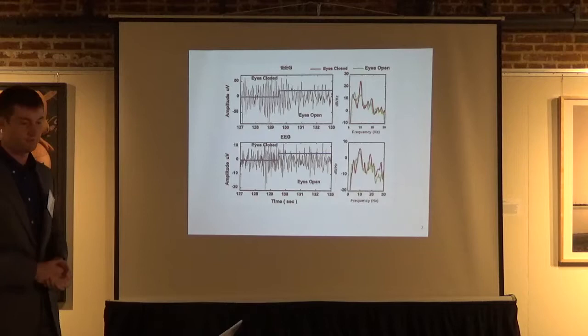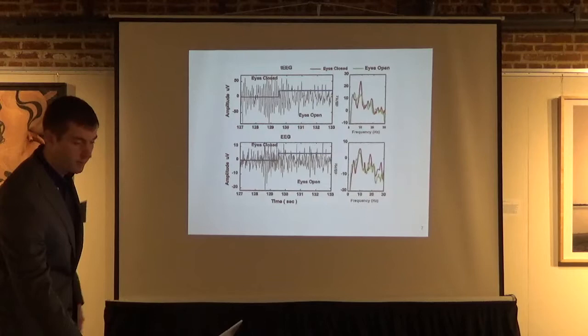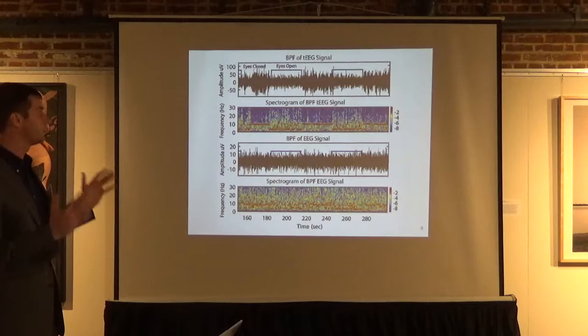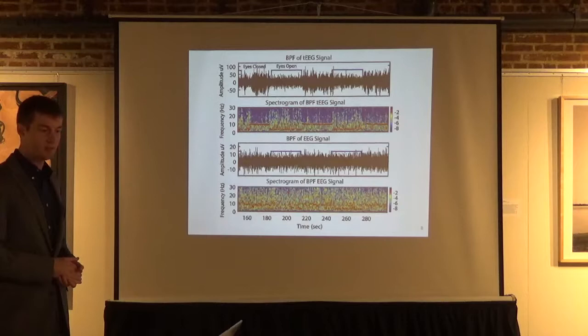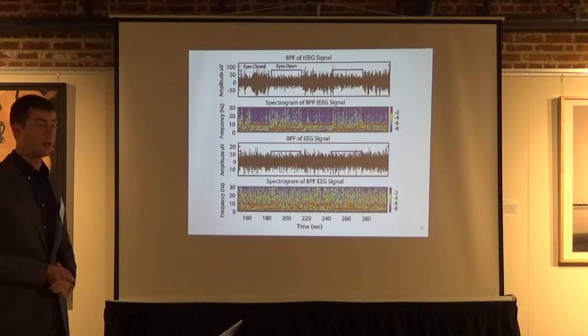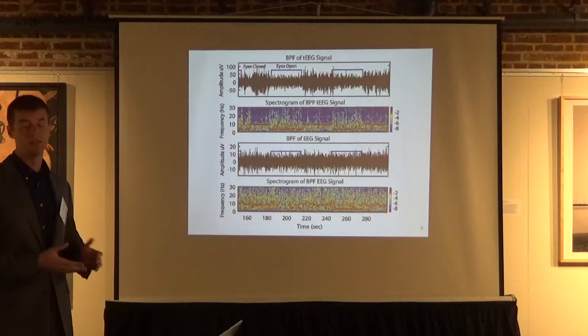Now, taking this same recording, same segment, and zooming out a little bit, we have here the black tracing is the whole signal over, say, 2 minutes or so. And you can see, especially in the very top plot of the TEG signal, there's a very distinct difference in amplitude between the eyes closed and eyes open stage as compared to the EEG signal.